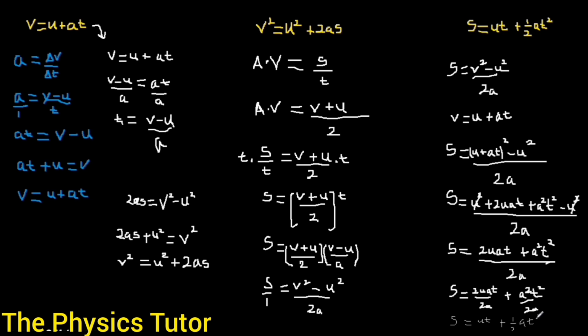So there you have it. We are able to prove that s is equals to ut plus half at square, just like we have on top. So this is how you can prove Newton equations of motion, also known as Newtonian equations of motion.